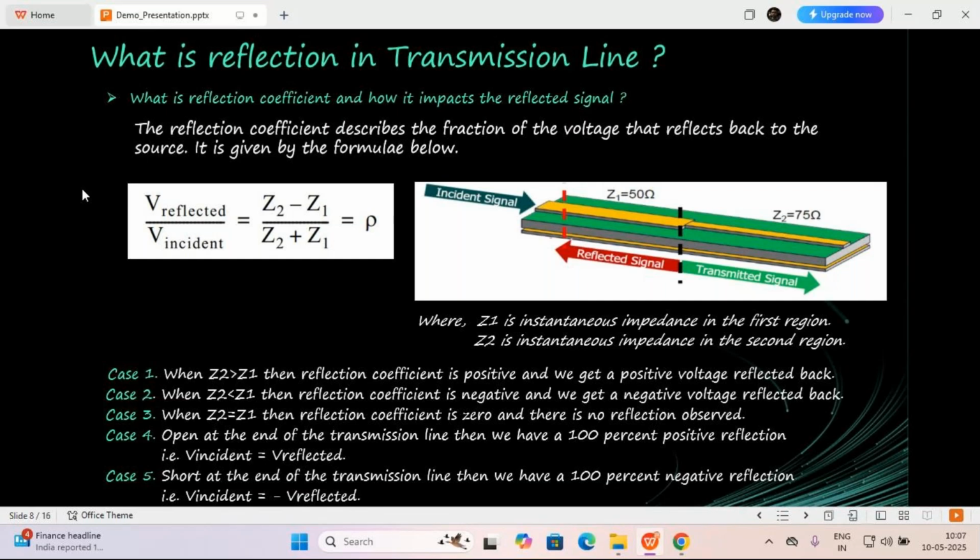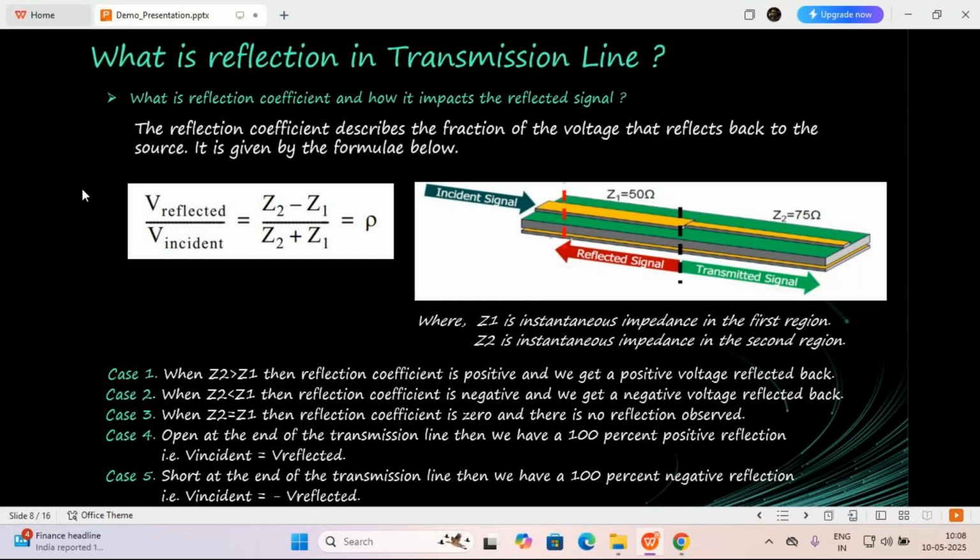My reflection coefficient will be a positive number. That means Z2 is 75 minus Z1. So 75 minus 50, 25. And then we have 75 plus 50, 125. So if we divide both values, we will get around 0.4 or 0.5 as a reflection coefficient.